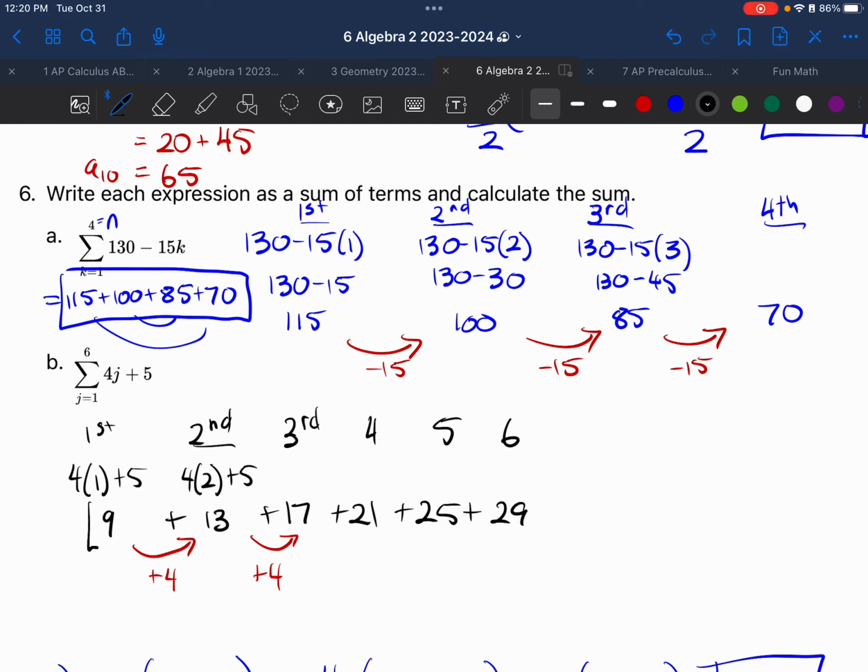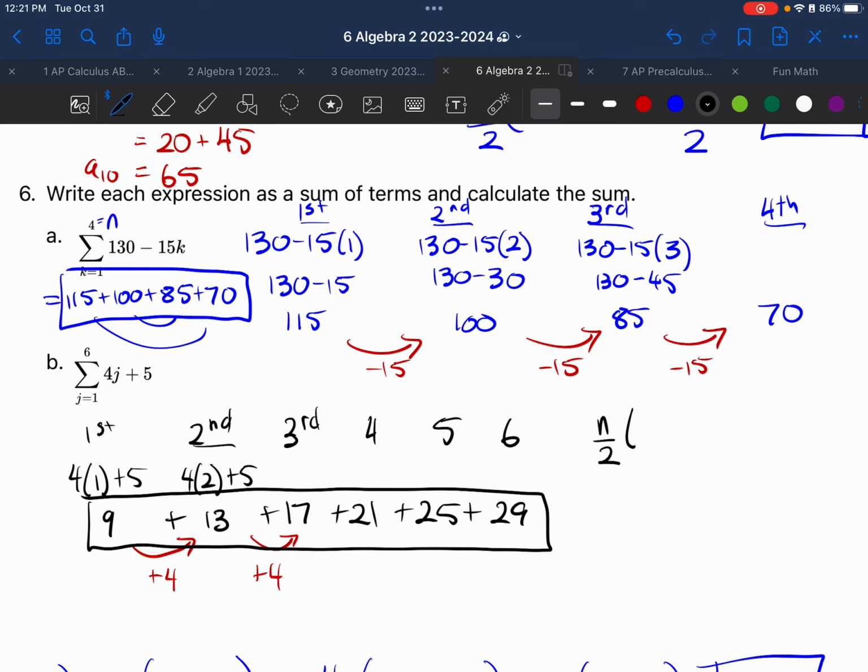It's asked to write this as a sequence of terms. Those are the terms that I'm adding up. And now I'm going to find what that is equal to. So again, I'm plugging this into the formula n over 2 times the first term, I'll just say a sub 1, plus the last term, which in this case is going to be a sub 6. This is going to be 6 over 2 times the first term of 9 plus the sixth term, 29.